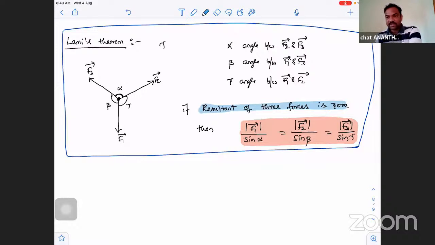Alpha can be 30, 60, 120, 150, it can be any angle. Alpha is the angle between the F2 vector and the F3 vector. F2 और F3 के मध्य में angle alpha.